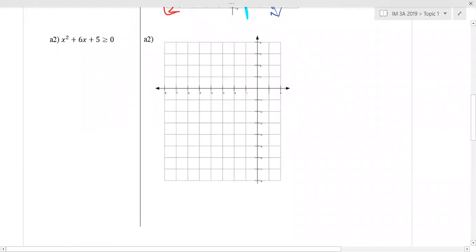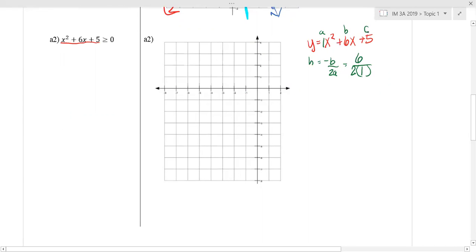So for the second problem, we have x squared plus 6x plus 5 is greater than or equal to 0. And so what we have to do here is graph the quadratic y equals x squared plus 6x plus 5. Remember that to find the value for h, we're using the formula negative b over 2a, where a is the number in front of x squared, so in this case 1, and b is the number in front of x, so in this case 6, and if we needed c, that's going to be our y-intercept at 5.